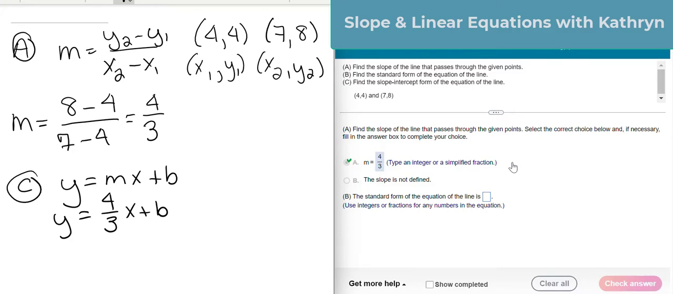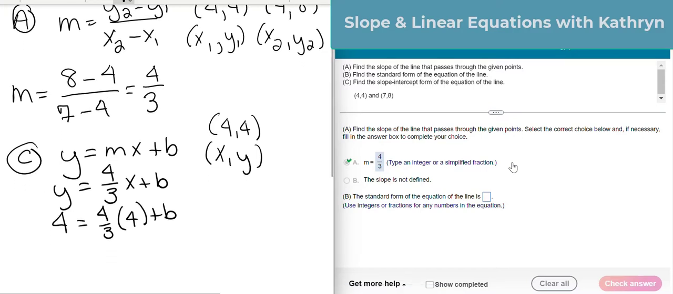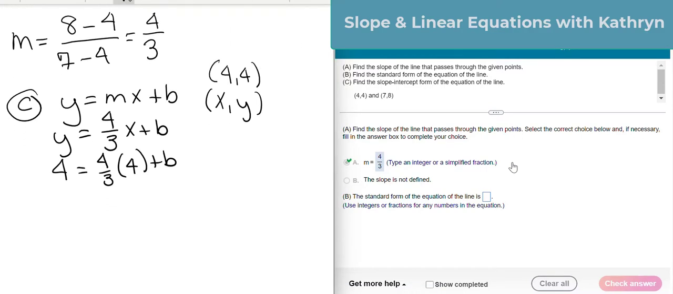Just like the last ones we did, we're going to pick an ordered pair for x and y. Now, does it matter which ones you use for x and y? Nope, it doesn't matter. I think I'm going to use the first one for 4. So this is x, y. Okay, so y is 4 equals 4/3 times 4 plus b. Now you're going to use your calculator, and we're going to end up with 4 equals 16/3 plus b.